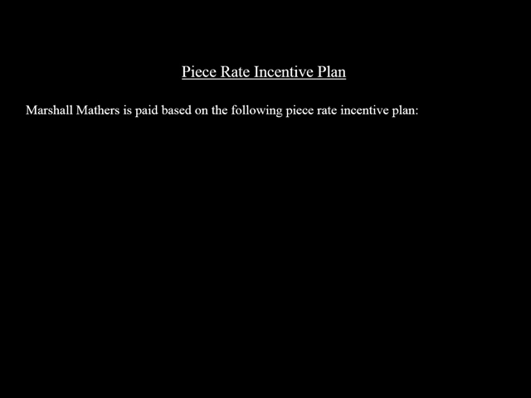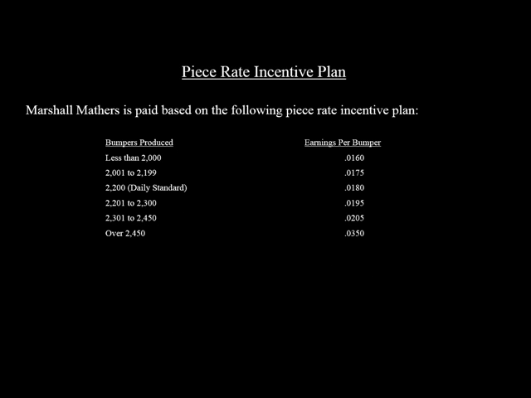The piece rate incentive plan. Marshall Mathers is paid based on the following piece rate incentive plan. If he produces less than 2,000 bumpers, he is paid .016 per bumper. For bumpers produced of 2,001 to 2,199, he's paid .0175. At 2,200 bumpers, which is considered to be the daily standard, he is paid .018.